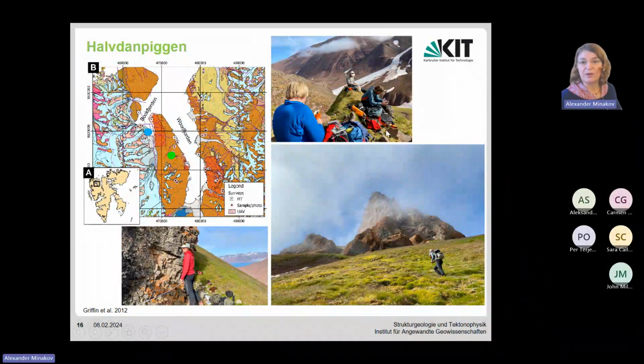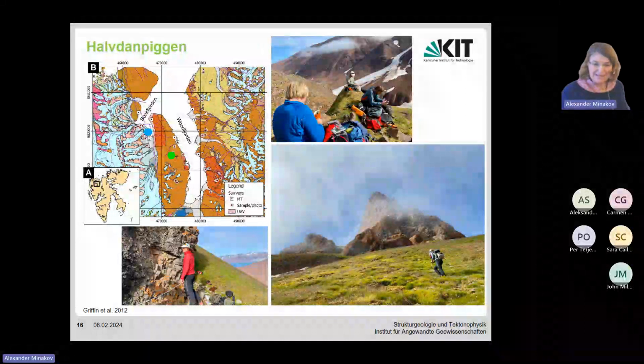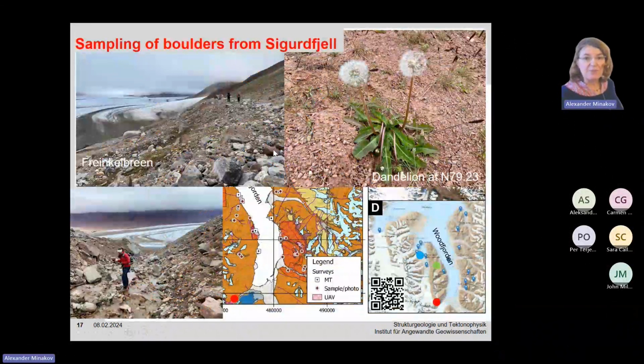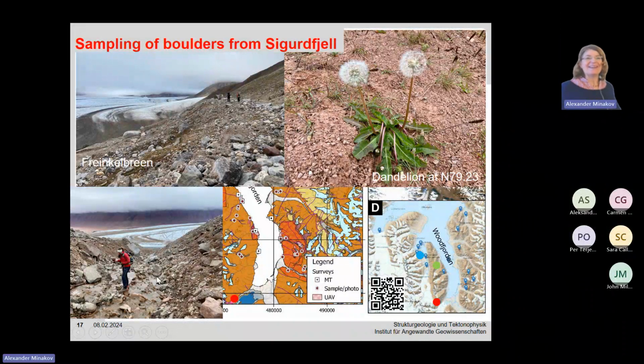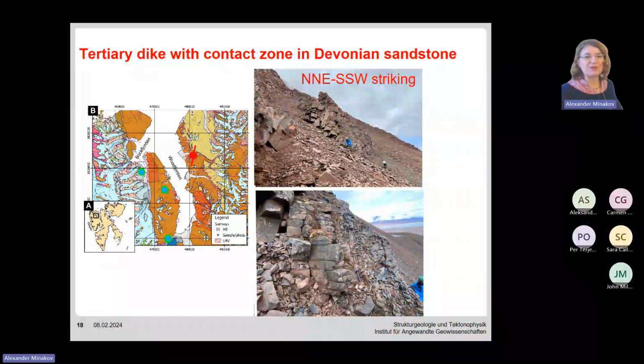So Horst walked up there with his big backpack, taking samples from the dike breccia and from the basalts there. And we also sampled some boulders from the Sigurdfjellet. We haven't climbed up there, but we were successful in finding some of the boulders in the valleys. And I will show you first preliminary results from this tertiary dike with a contact zone, within the contact zone to the Devonian sandstones.